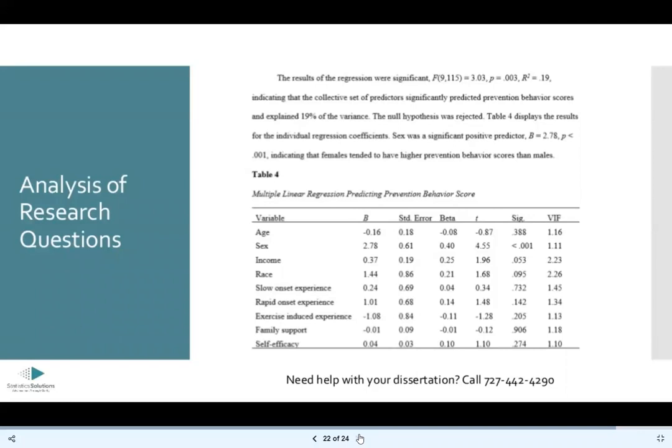So in this case, it looks like one of the variables in the regression here is significant, and that is sex. And so we have some narrative in here to describe that significant regression coefficient. So we say sex was a significant positive predictor, and then we provide the appropriate statistics.